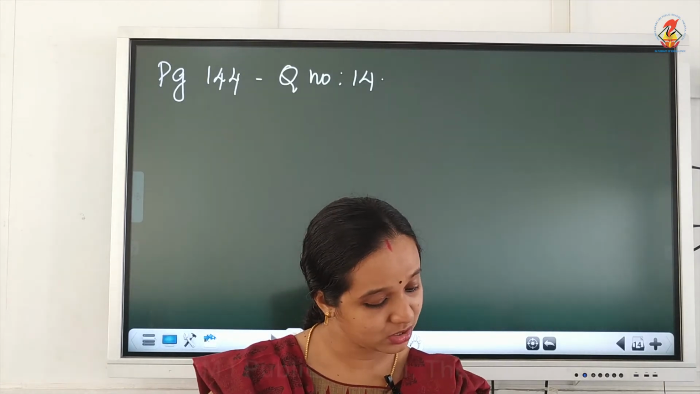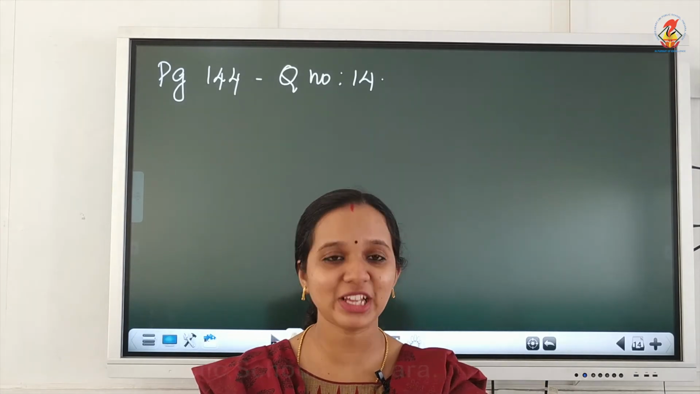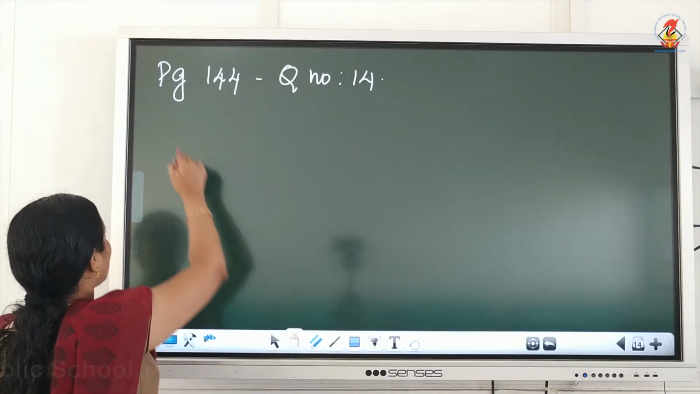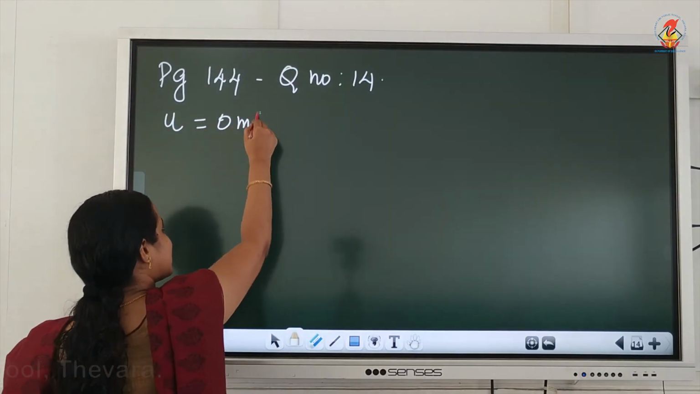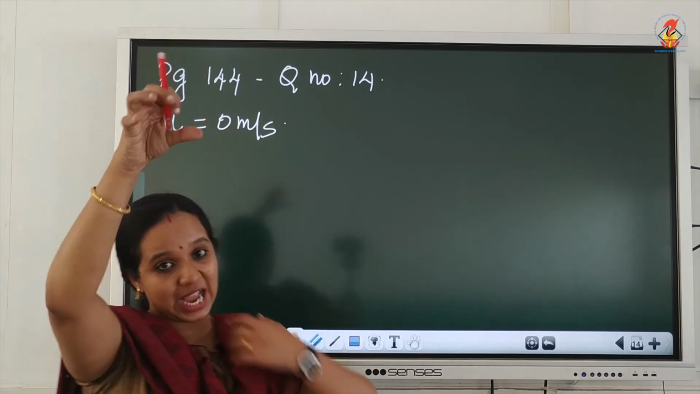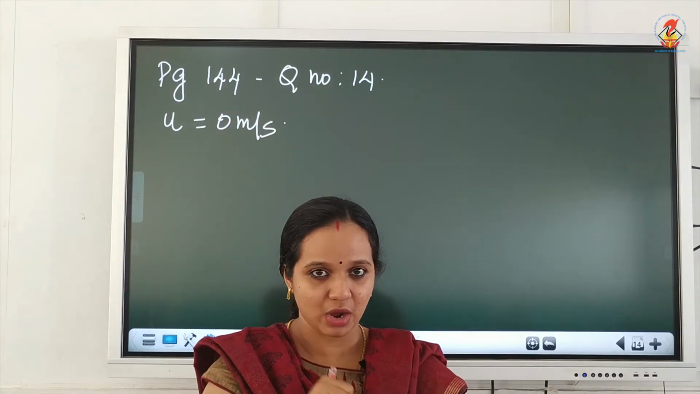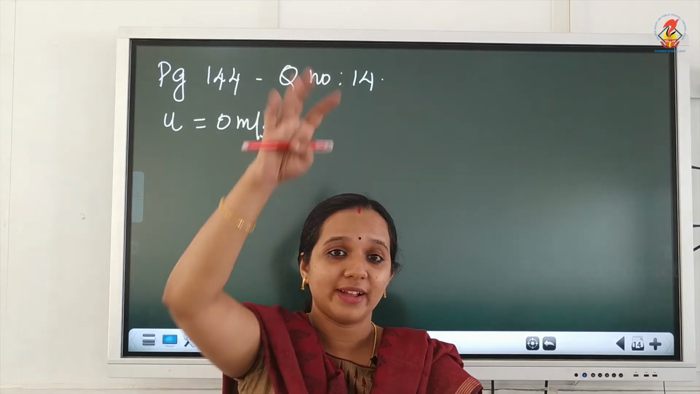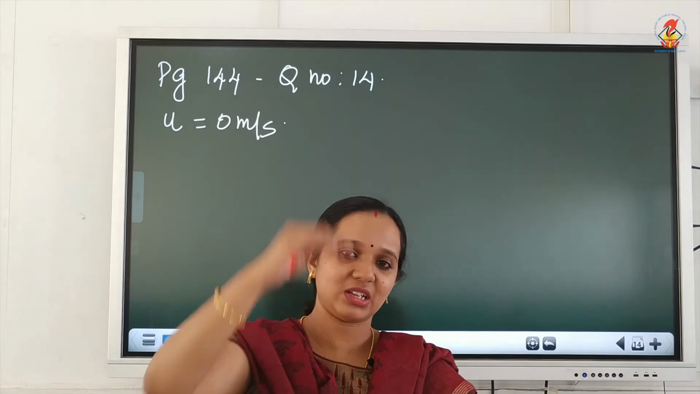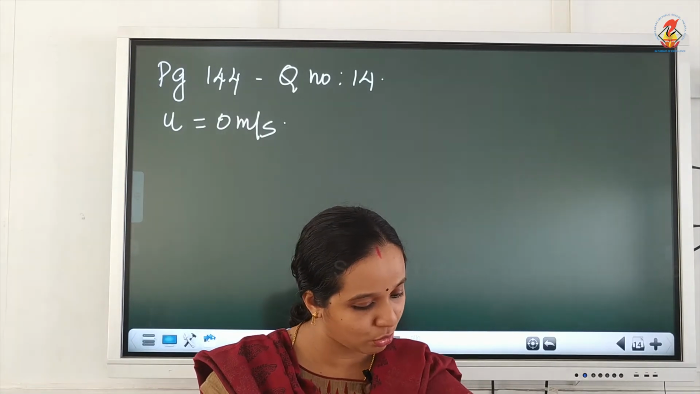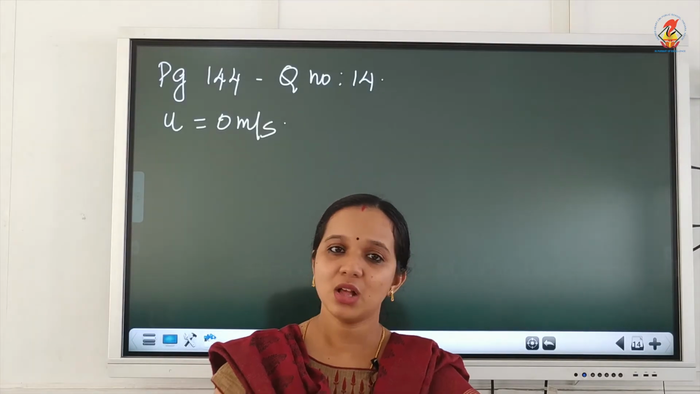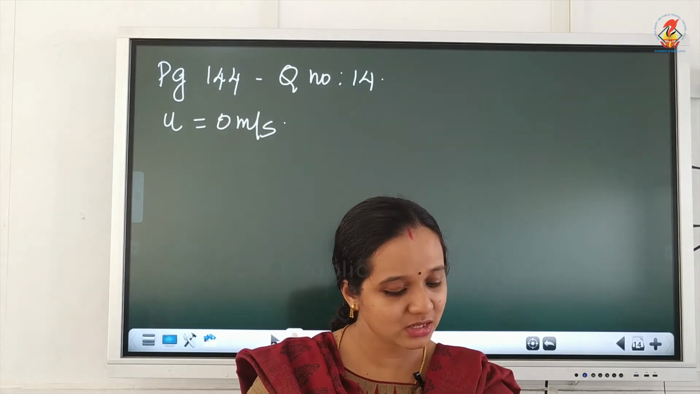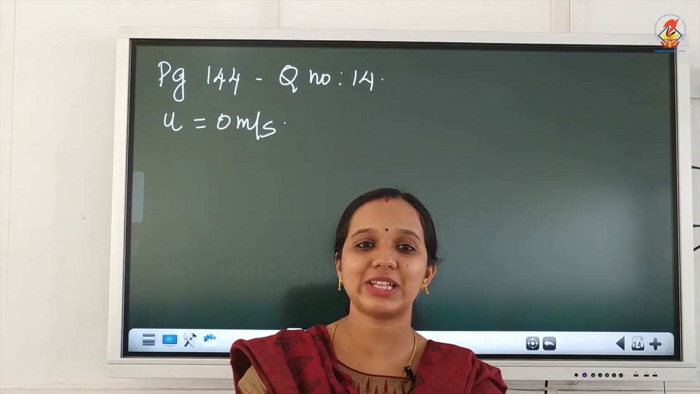So, here a stone is released from the top of a tower. So, initial velocity is 0 meter per second because it is released from a height and it is descending down. Since it is descending down, its velocity will increase. So initially the velocity was minimum, that is 0. When the object is at a height, velocity is 0. It descends down from a height of 19.6 meter.